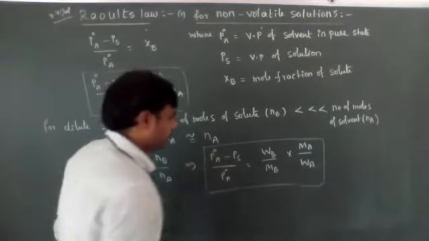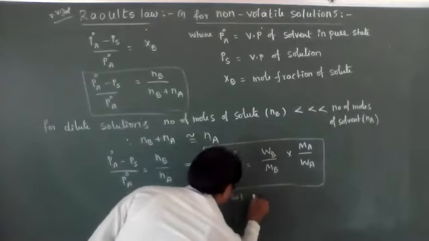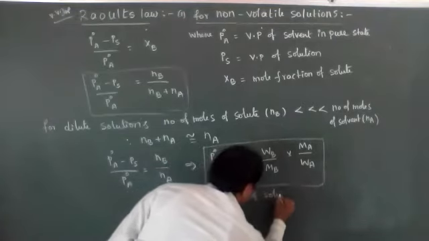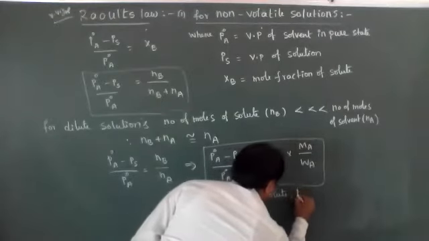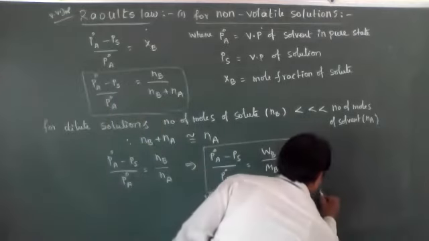And WB is equal to weight of solute, and MB is equal to gram molecular weight of solute.